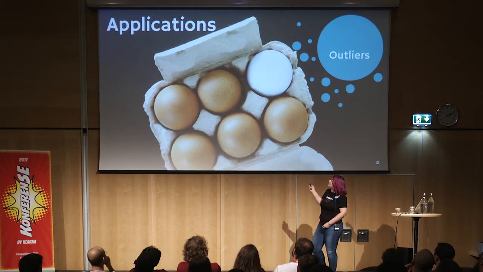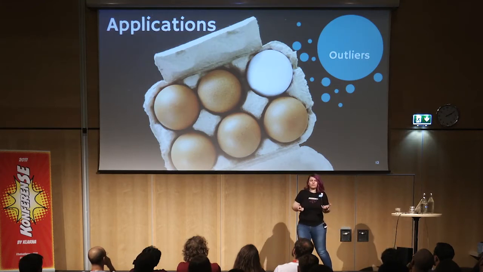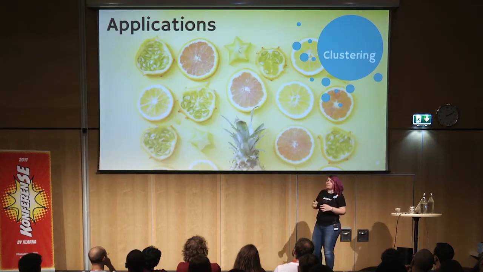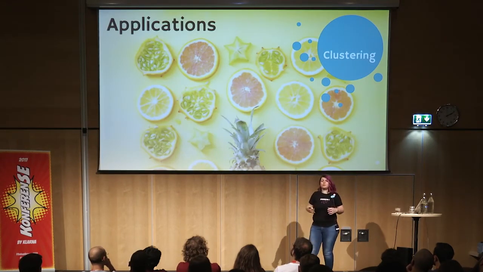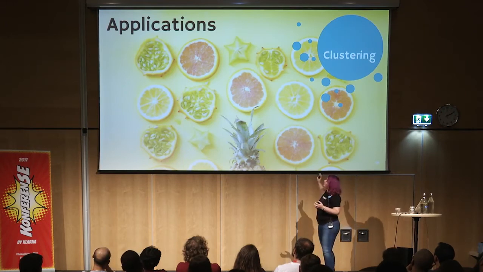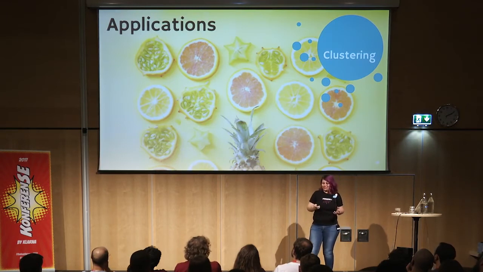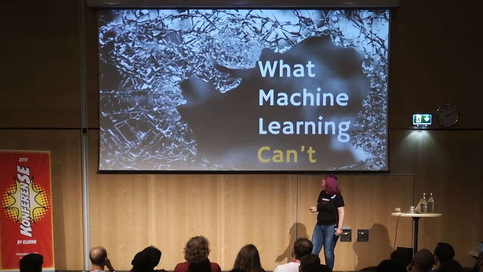Unsupervised is outliers, as I mentioned, monitoring. And clustering is putting things together. For example, you feed in this image, and then it puts all the graphics together. But it doesn't really tell you it's a graphic. It just says, these things belong together. I don't know why, but they're similar.